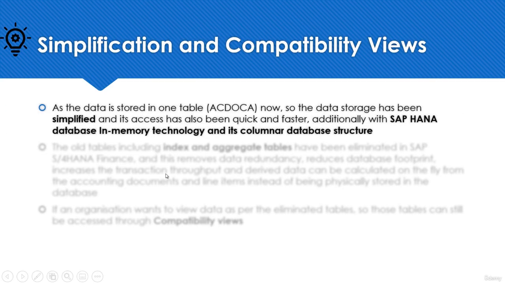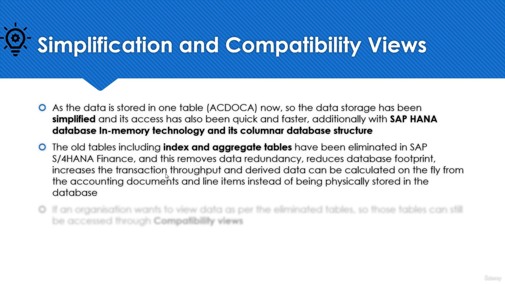As the data is stored in one table, ACDOCA, the data storage has been simplified and its access has also been quicker and faster. Additionally, with SAP HANA database in-memory technology and its columnar database structure, the old tables, including index and aggregate tables, have been eliminated in SAP S/4HANA Finance. This removes data redundancy, reduces database footprint, increases the transaction throughput, and derived data can be calculated on the fly from the accounting documents and line items instead of being physically stored in the database.